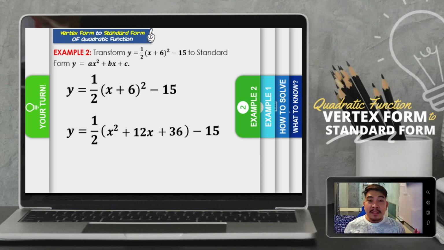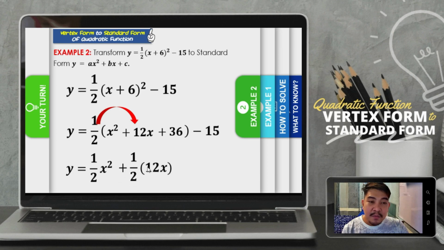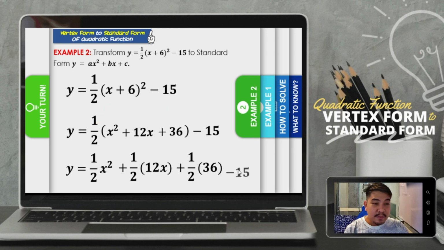Next, after expanding the binomial, the next thing that we should do is to distribute the value of a. In this case, the value of a is 1/2. So 1/2 times x squared will just be 1/2 x squared. But do not forget here y. So that will be y is equal to 1/2 x squared. Next, multiply 1/2 and then positive 12x. So that will be plus 1/2 times 12x. Let us first distribute. Later, we will be simplifying the terms. Next, multiply 1/2 to 36. So that will be plus 1/2 times 36 minus 15.